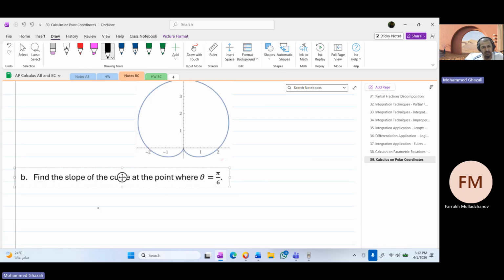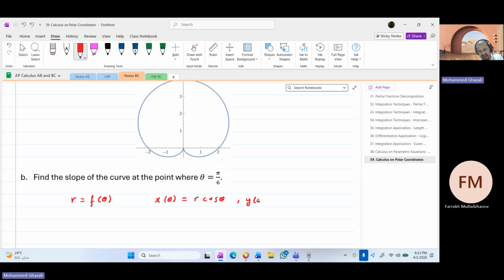Now let's check. What was our formula? Remember, r was a function of theta, right? And we said x of theta was r cos theta and y of theta was r sine theta. Right. Now I don't like to remember this formula, because we want to find the slope of the curve. So what does the slope of the curve mean? It means you need to find dy/dx. Right. So what is dy/dx?